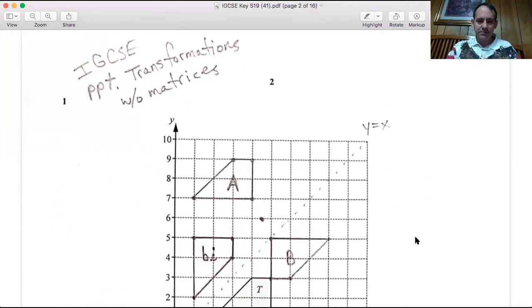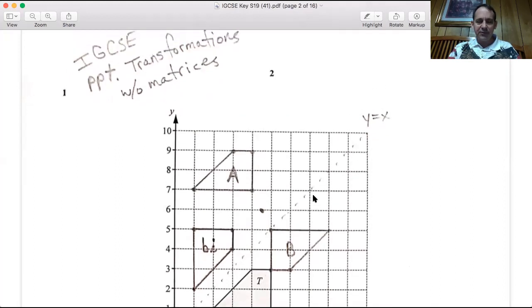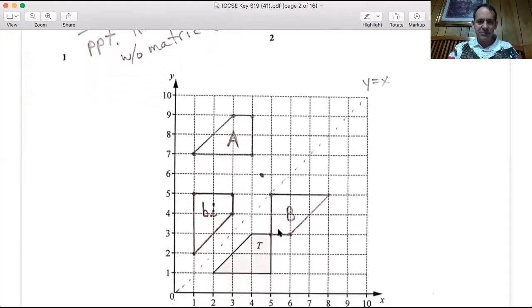This first one is on transformations. Now, in the new syllabus cycle, you don't have to do the matrices part. Matrices have been eliminated from the syllabus, but we still need to do the transformations part.